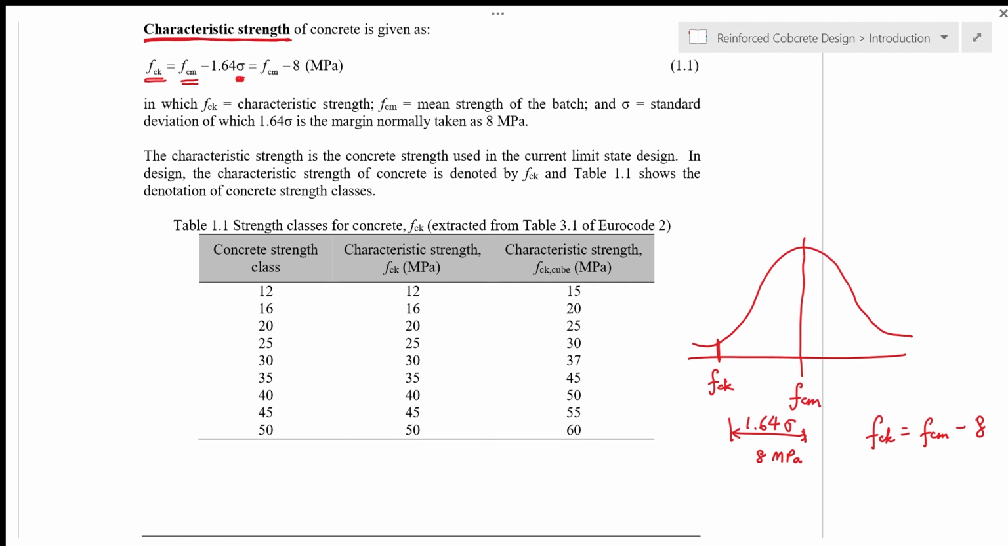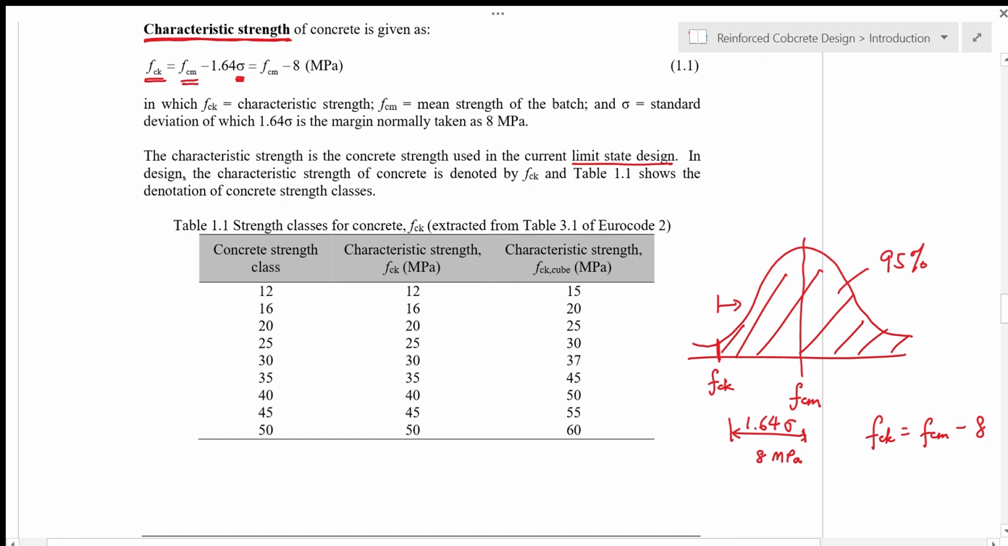When we define characteristic strength of concrete, it means that 95% of the time we get concrete strength larger than FCK. This is for safety measure, so we make sure that 95% of the time we will get the strength of concrete that we want. The characteristic strength is the concrete strength used in the current limit state design. I will explain what limit state design is in the next chapter.